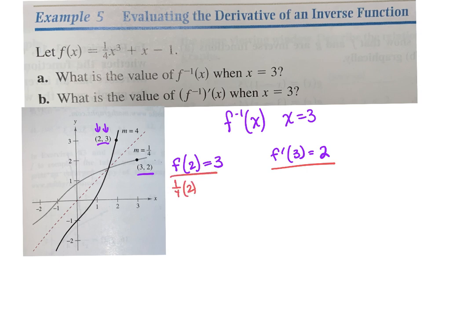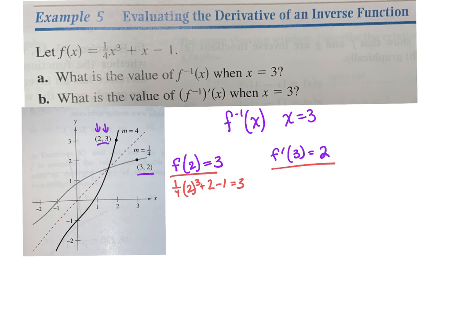1/4 of 2 cubed plus 2 minus 1, right? And so I'm going to get 2 plus 2 minus 1 equals 3. So even if I didn't have the graph there, I could figure out what it was at 2, right? If I didn't have the graph at all and didn't know 2, 3 was on there, I could find the inverse and plug in a 3. Either way. All right, so then the next question.